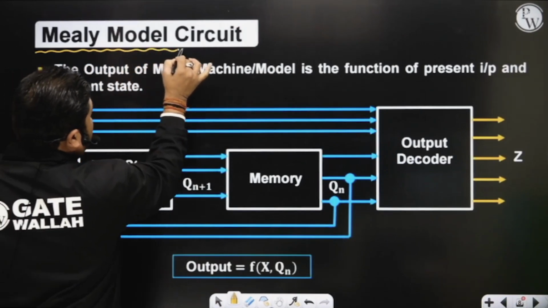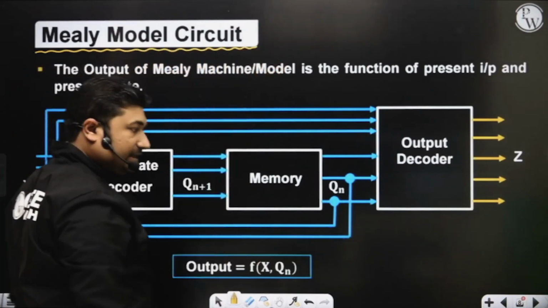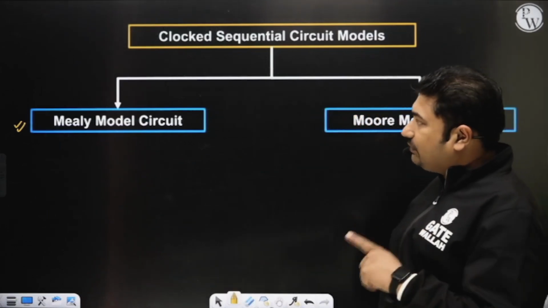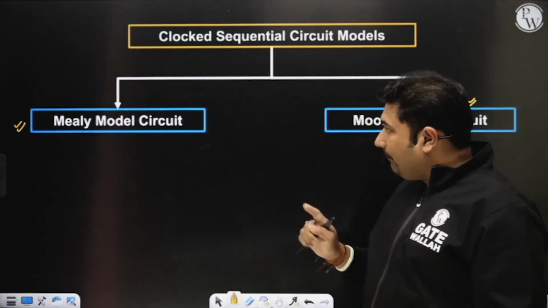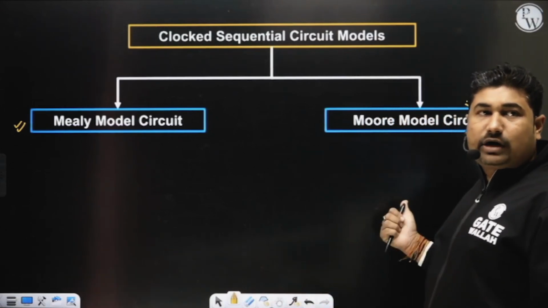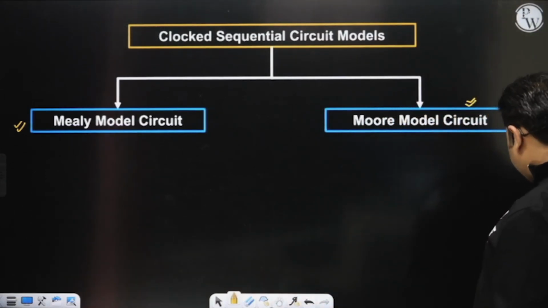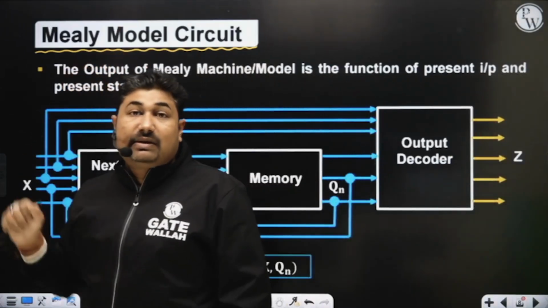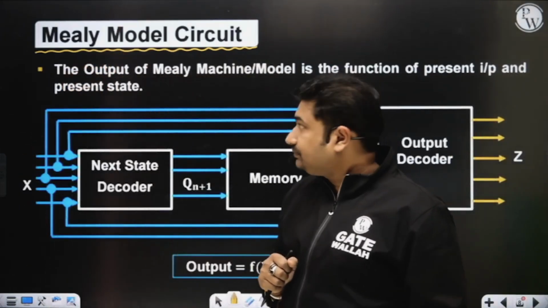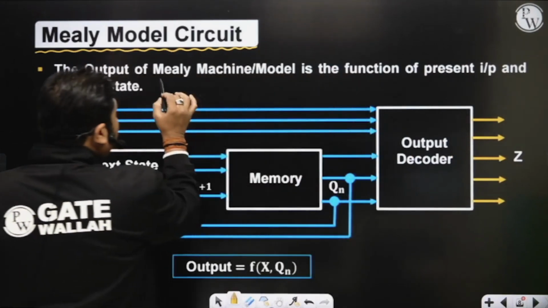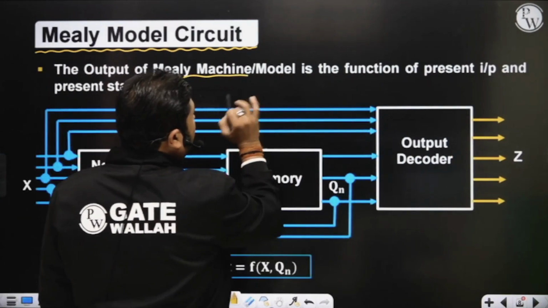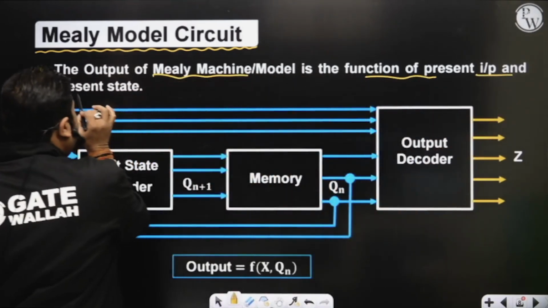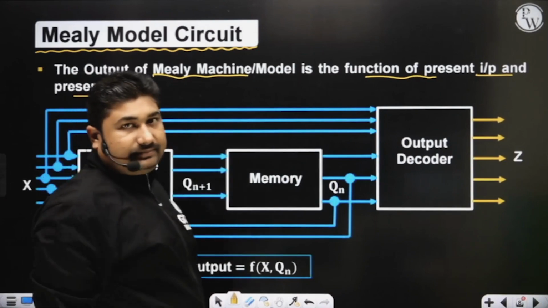Please write down. Clocked synchronous sequential circuits are of two types: Mealy model circuit and Moore model circuit. Now first, I am interested to discuss the Mealy model circuit. Please see. The output of a Mealy machine or model is a function of present input and present state.